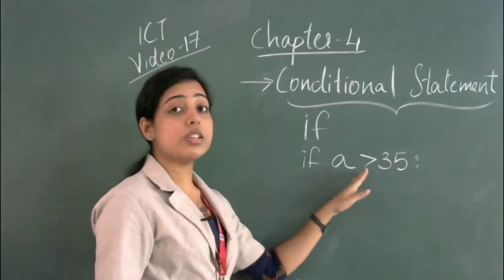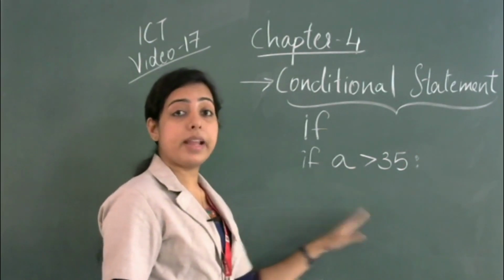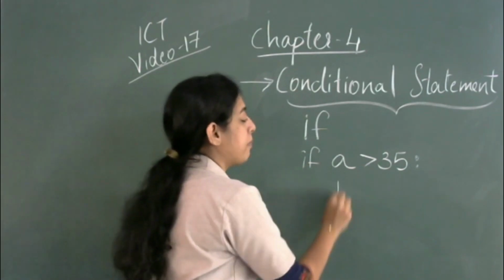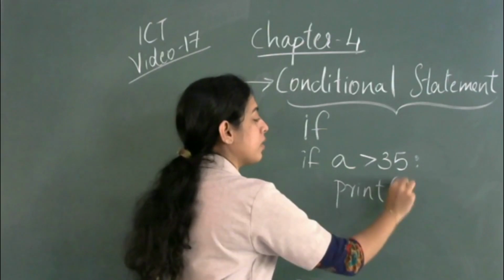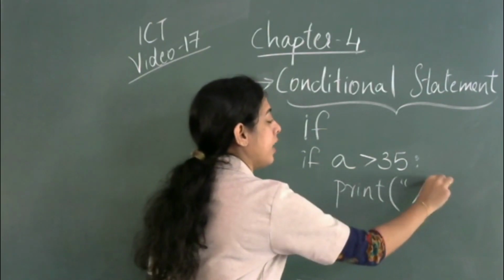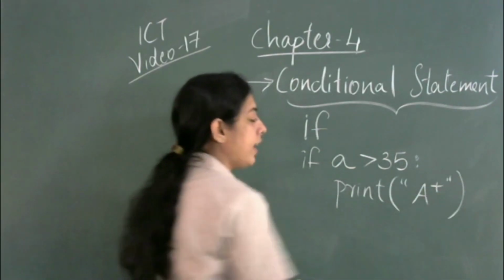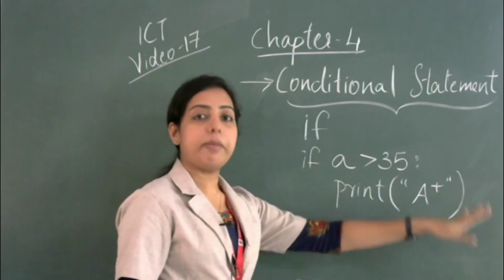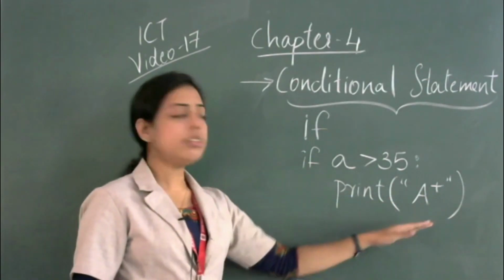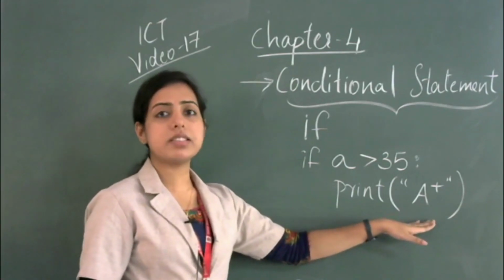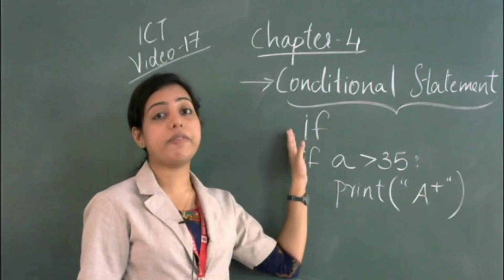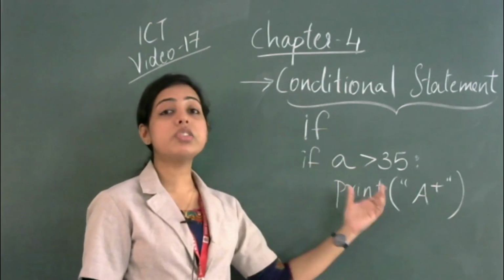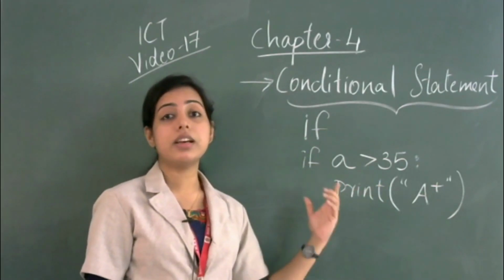If the condition is correct, what should be displayed? You got A plus. So inside the print statement, what will you write? A plus. Or you can write you have got A plus, or you are selected. Anything we can write in this print statement. So this is the conditional statement called if. For what is if used? To check whether a condition is correct.